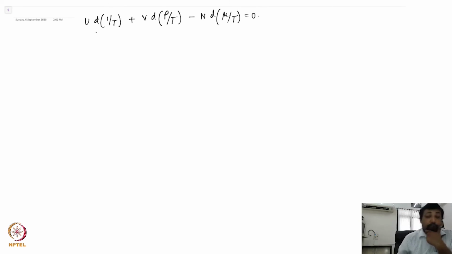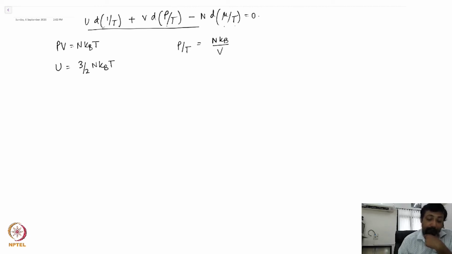So now I have U d of 1 by T plus V d of P by T minus N d of mu by T is equal to 0. Let's see how strong or how powerful this equation is. So I want to apply this for an ideal gas. I want to see what the ideal gas gives me. This also gives you the third equation of state if you know only these two. So if I have PV is equal to N k_B T and U is 3/2 N k_B T, then P by T is equal to N k_B by V, and 1 by T is equal to 3 by 2 N k_B by U.